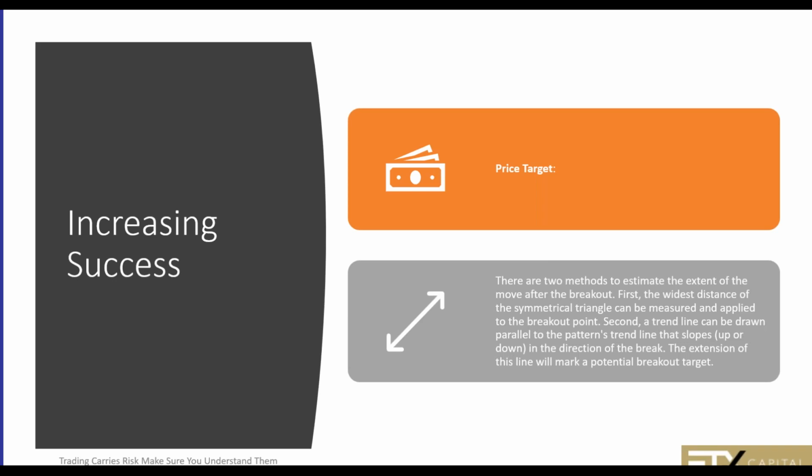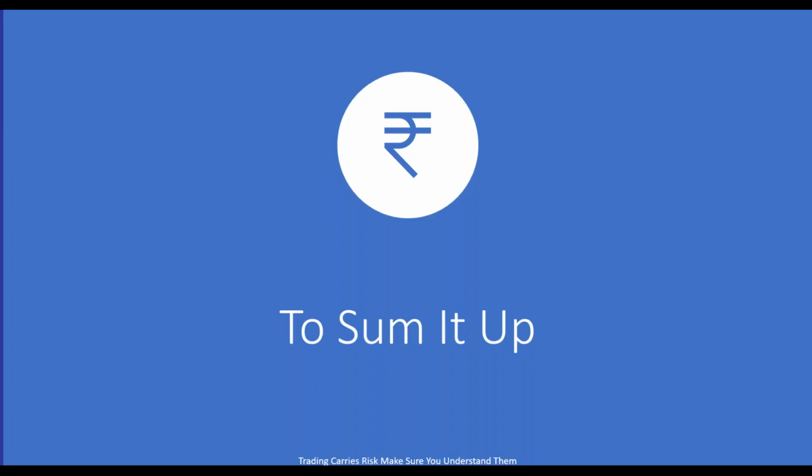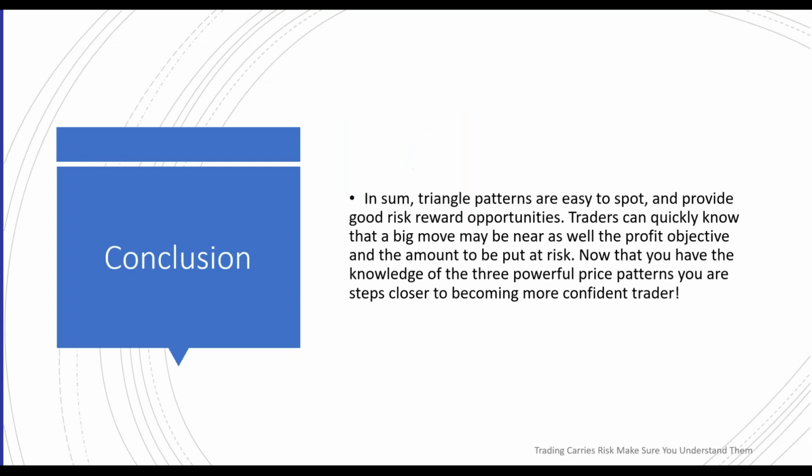There are 2 methods to estimate the extent of the move after the breakout. First, the widest distance of the symmetrical triangle can be measured and applied to the breakout point. Second, a trend line can be drawn parallel to the pattern's trend line that slopes up or down in the direction of the break. So to sum it up, triangle patterns are easy to spot and provide good risk-reward opportunities. Traders can quickly know that a big move may be near, as well as a profit objective and the amount to be put at risk.